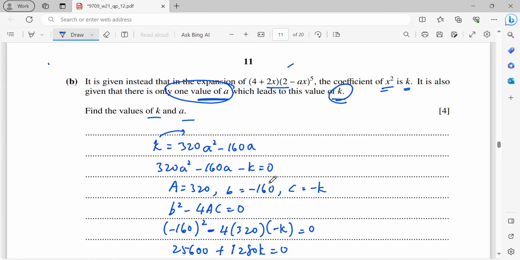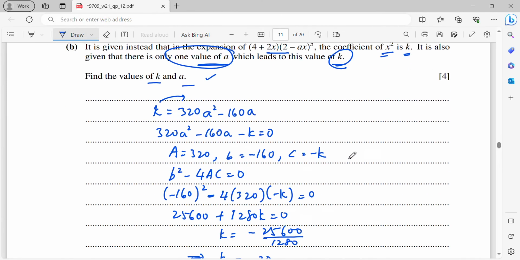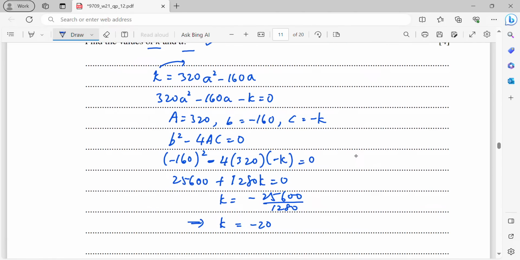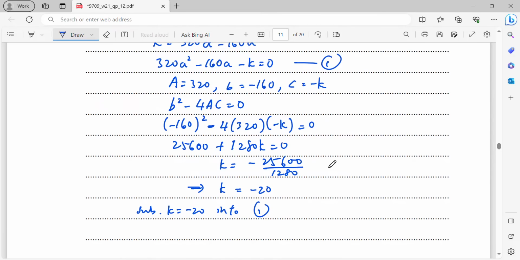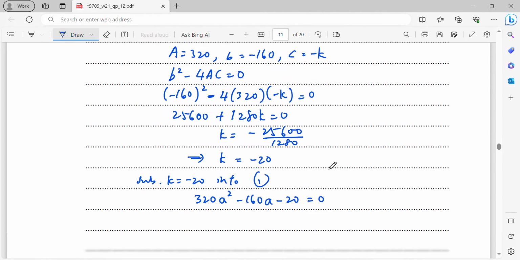To get the a value, I will substitute the k in this equation. So let's say this is the first equation. Now substitute k equals negative 20 into the first equation. Then I will get 320a squared minus 160a minus 20 equals 0.